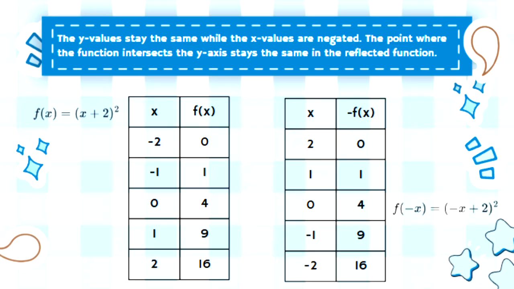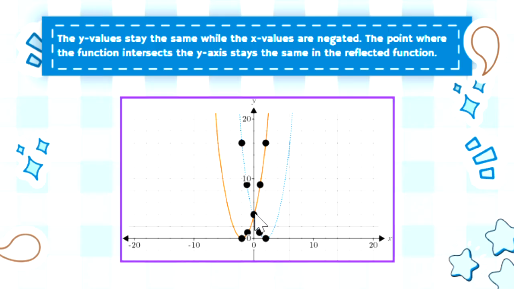The point where the function intersects the y-axis stays the same in the reflected function. So the y-intercept stays the same for horizontal reflections. You can see this here. This point, the y-intercept, is the same in both of our graphs, okay? So this is our original. It got reflected over the y-axis, so it came over here.